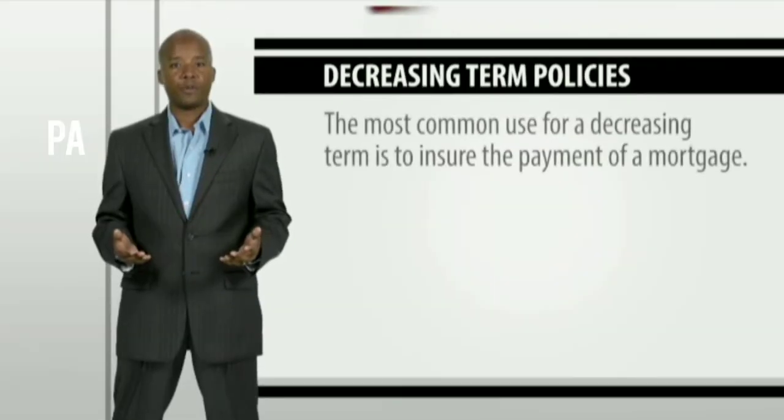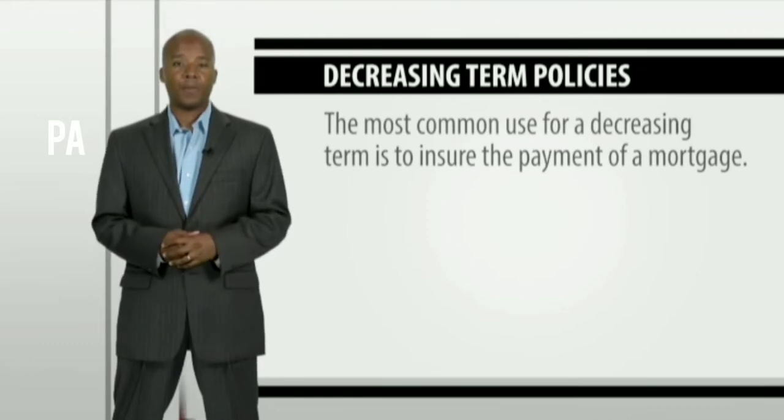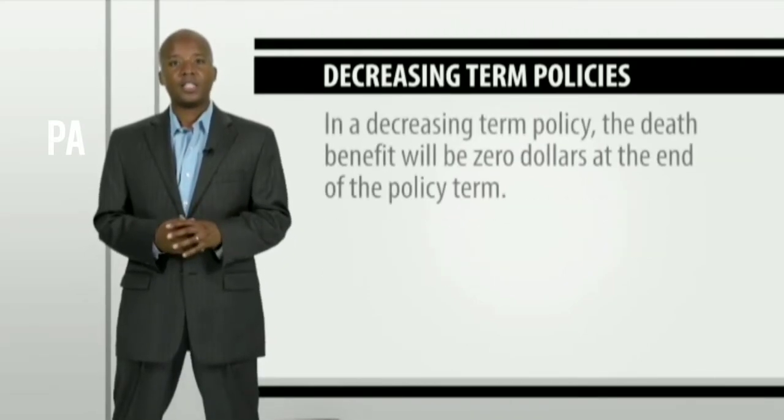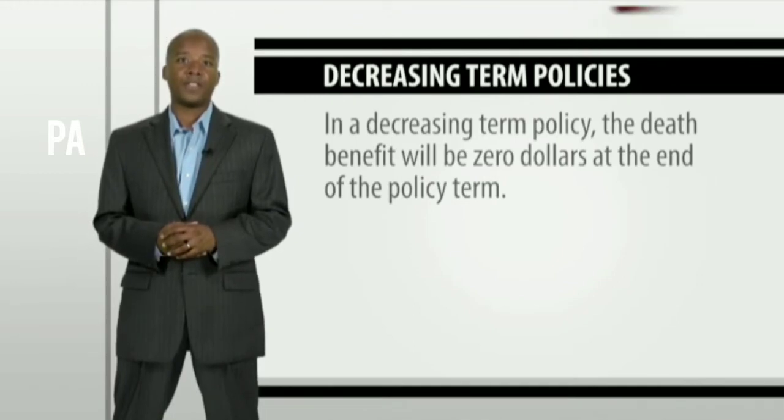The most common use for a decreasing term is to ensure the payment of a mortgage. The policy amount decreases as the outstanding mortgage loan balance decreases each year. In a decreasing term policy, the death benefit will be $0 at the end of the policy term.